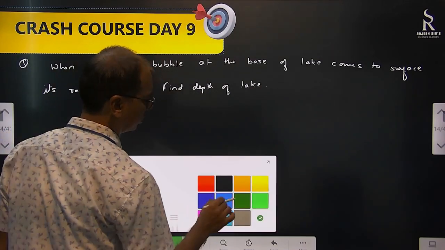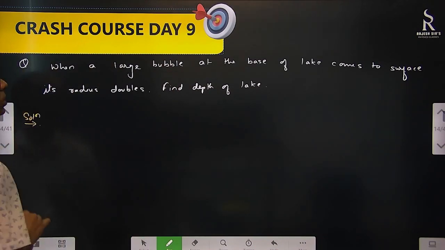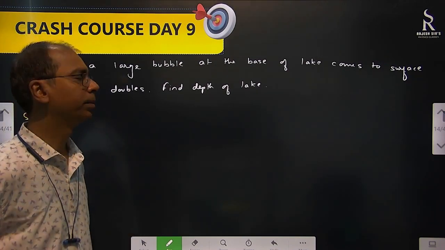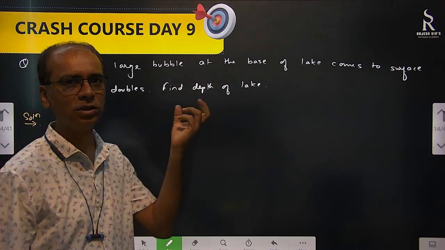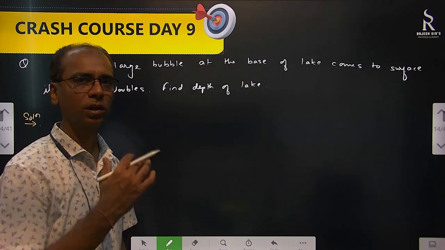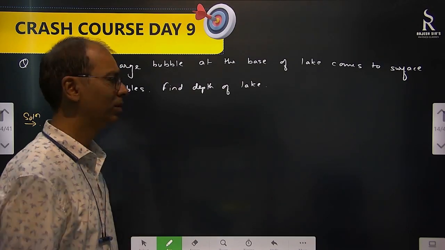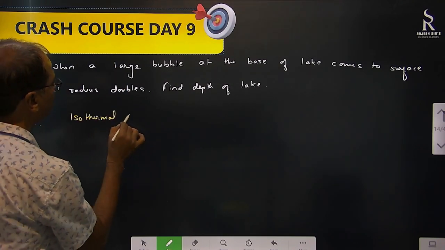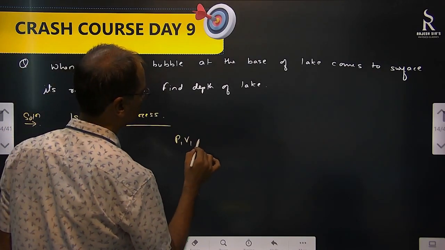Actually, this is a combination of fluids and thermodynamics. So what's happening in this one? Inside the bubble, what is there? Air is there. So we are talking about gas as such, right? When this bubble moves from the bottom to the surface, the temperature doesn't change. The temperature of water remains the same, so the temperature of the gas inside also remains the same. So it's an isothermal process, which means P1 V1 equal to P2 V2.